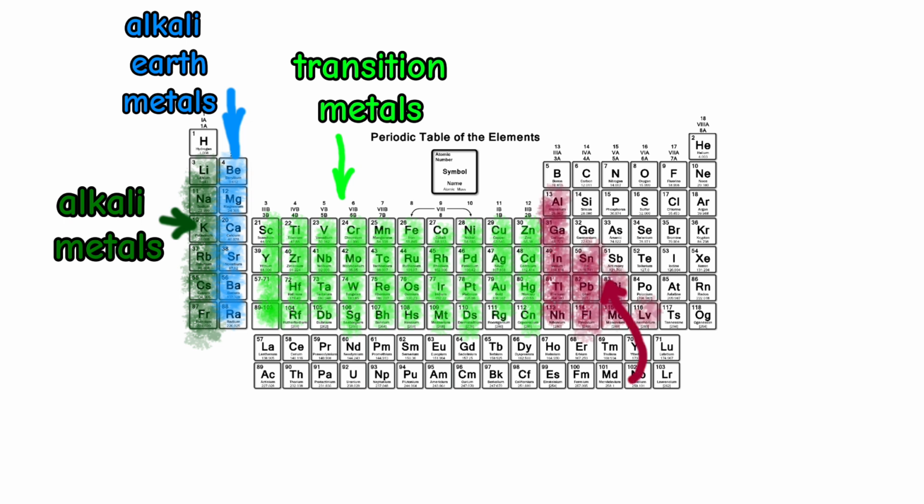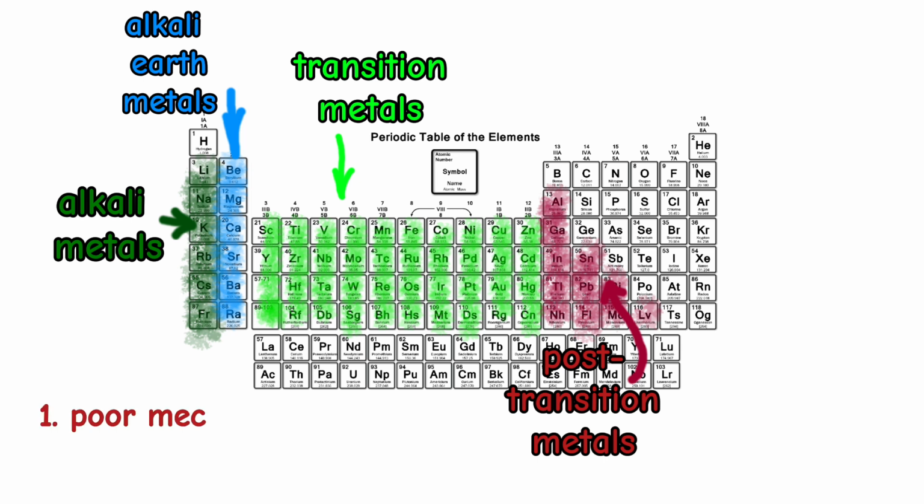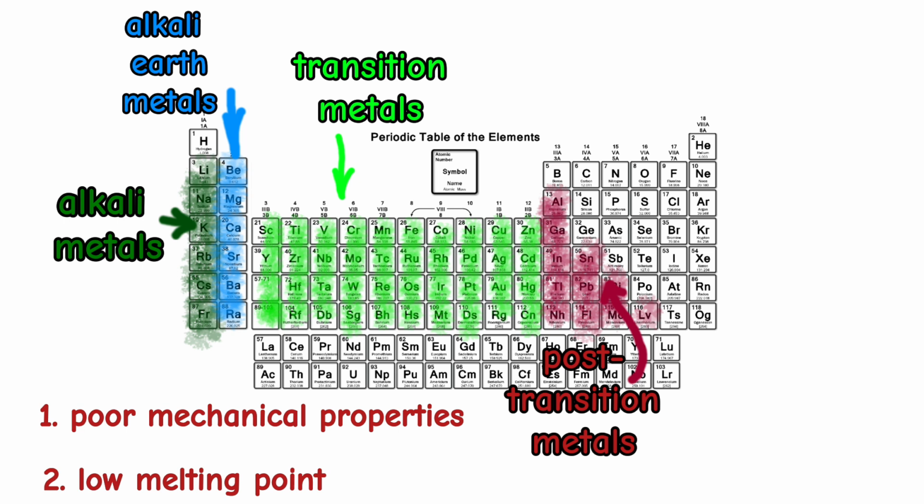These elements are called post-transition metals. The term post-transition metals refers to those elements that are metals following the transition metals. Most of them are soft or brittle with poor mechanical properties and have melting points lower than the transition metals.